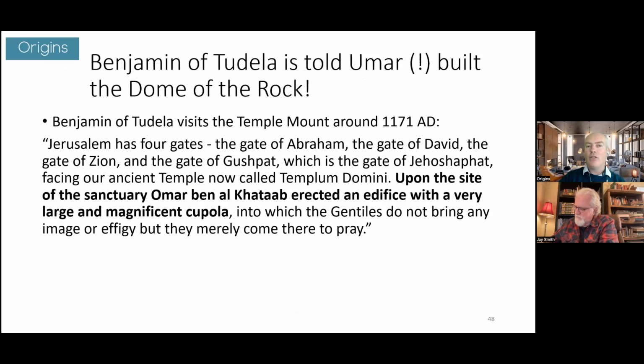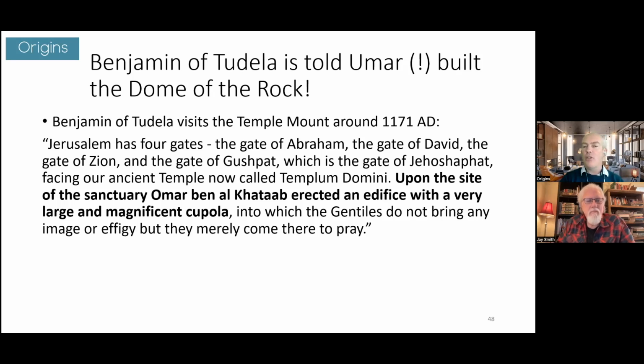We also have Benjamin of Tudela, who is told that Umar built the Dome of the Rock. He visits the Temple Mount around 1171. And I won't read all of it, but basically in the midst of what he reports, he says, upon the site of the sanctuary, Umar bin al-Khattab erected an edifice with a very large and magnificent cupola, into which the Gentiles do not bring any image or effigy, but they merely come there to pray. So why does Benjamin, who's Jewish, not know that there's an inscription to do with Abd al Malik or possibly al-Mamun? Why does he have the impression that it was Umar that built this? I would suggest that it's just evidence that the inscription didn't yet exist.